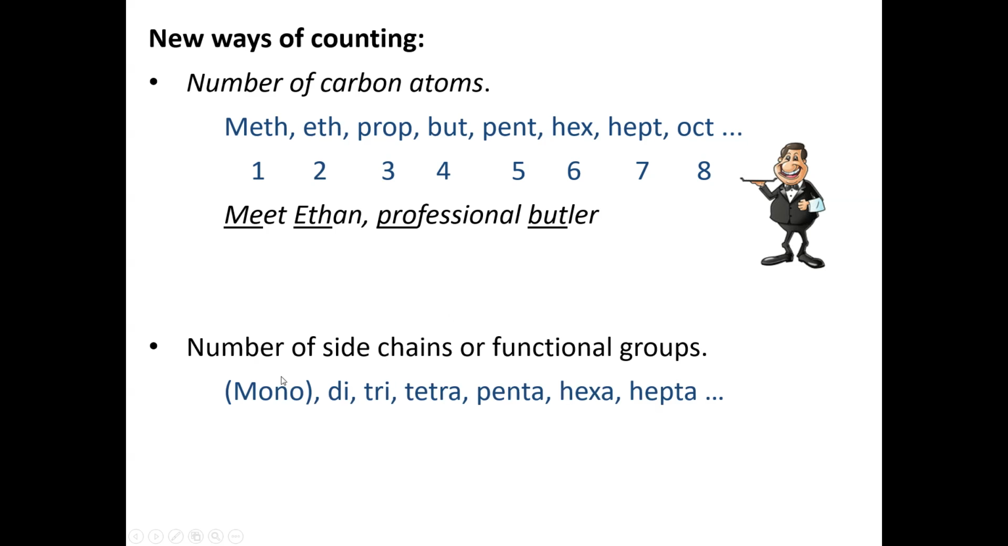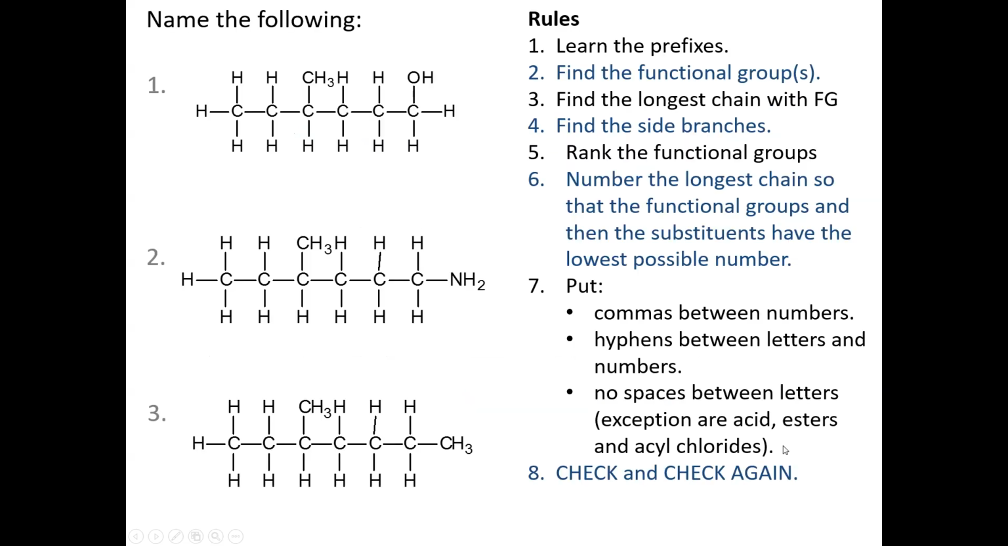Then another way of counting is the number of side chains. So if I have, for instance, 2 methyl groups, I'd say dimethyl. If I had 3 chlorine atoms as a side chain in different places of the molecule, I'd say trichloro. Mono is not really used, only in certain circumstances.